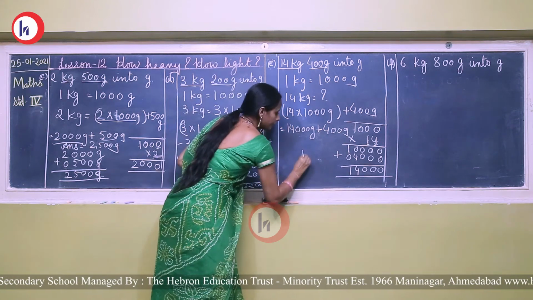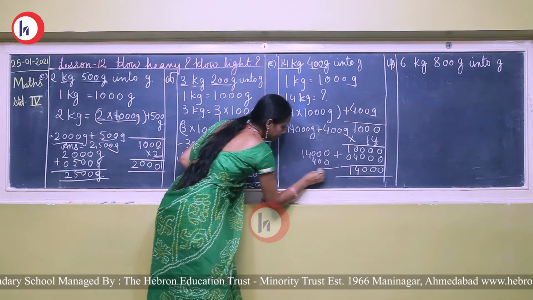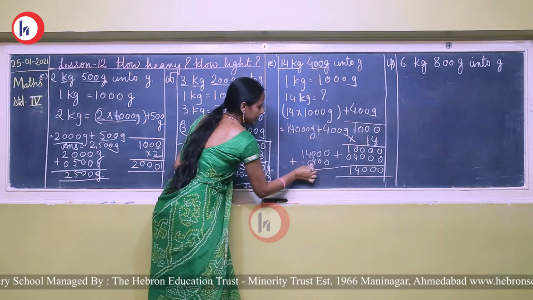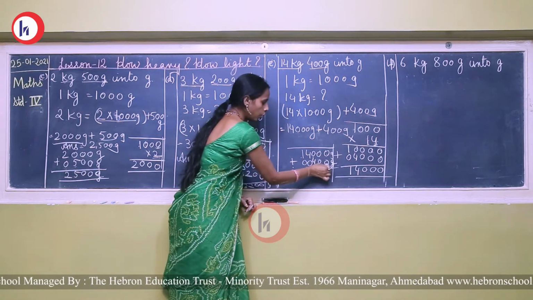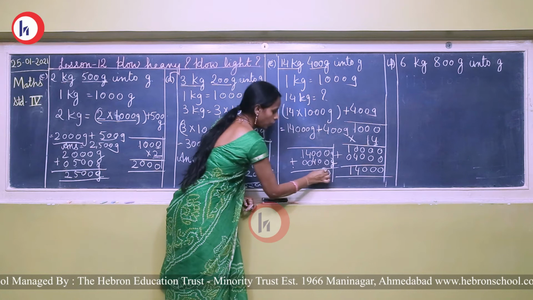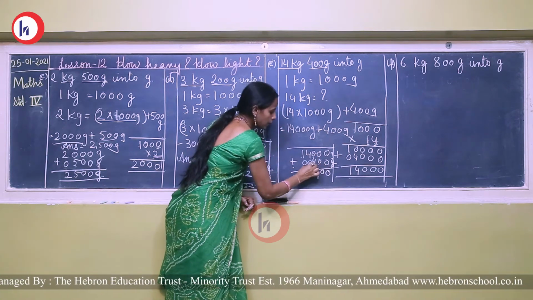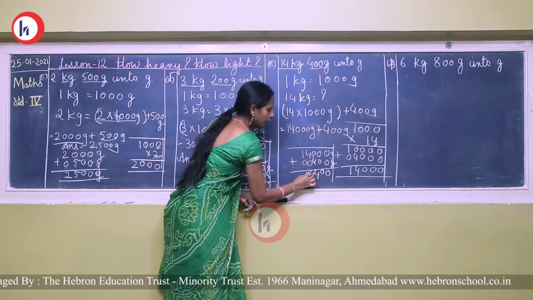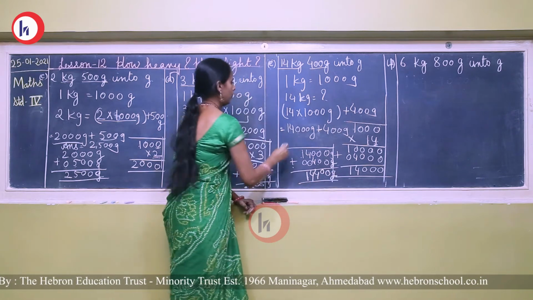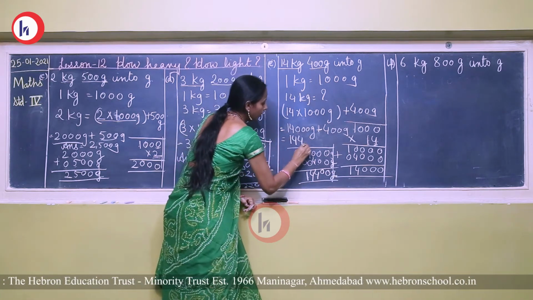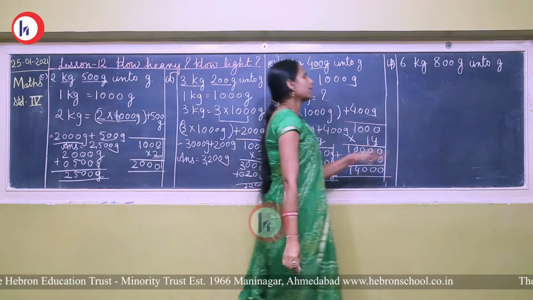So, we'll add 14,000 and 400. Here no any digits, so we will put 0. Okay. So 14,000 plus 400. Now 0 plus 0, 0, 0. Then 0 plus 4, 4. 4 plus 0, 4. 1 plus 0, 1. Okay. 14,400 gram. So answer is 14,400 gram. Okay. Now see the next question.